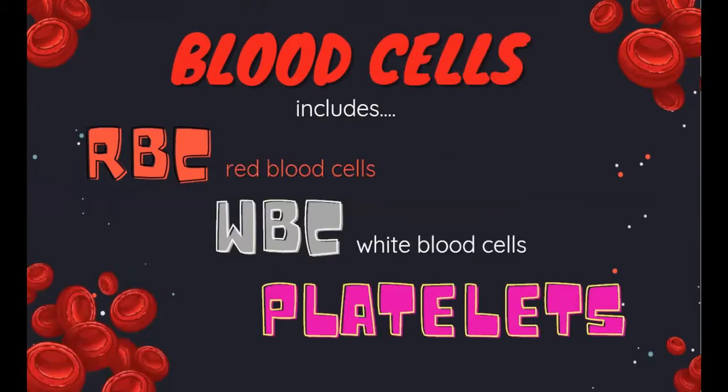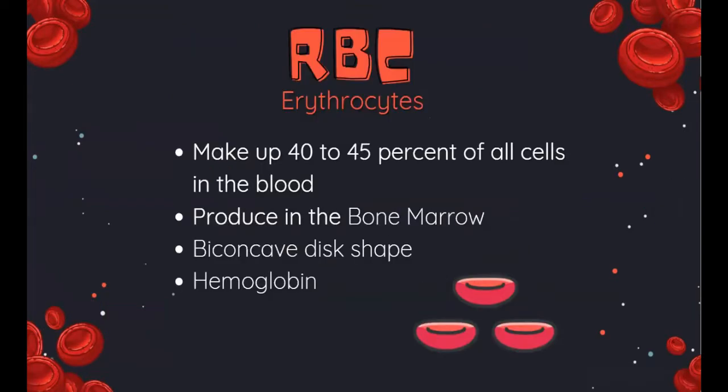Blood cells refers to the solid component of the blood. This includes the red blood cells, white blood cells, and platelets. Red blood cells, or erythrocytes, are the most abundant blood cells. They make up 40 to 45% of all cells in the blood. They are produced in the bone marrow.